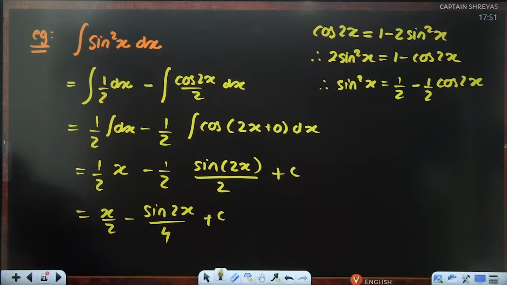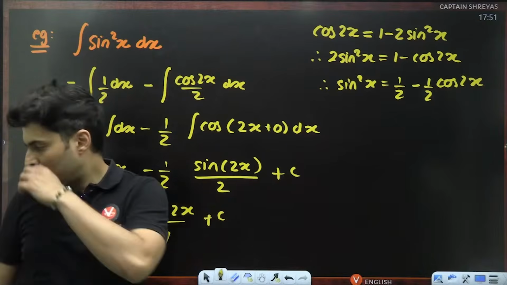Because cos's integration is not negative sign, it is plus sign. Cool? Is that clear? Very good. Excellent. Perfect.